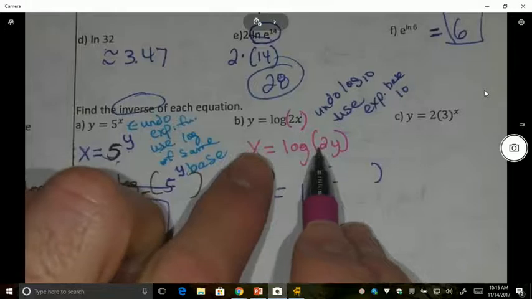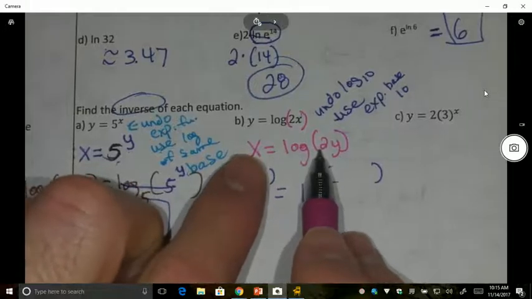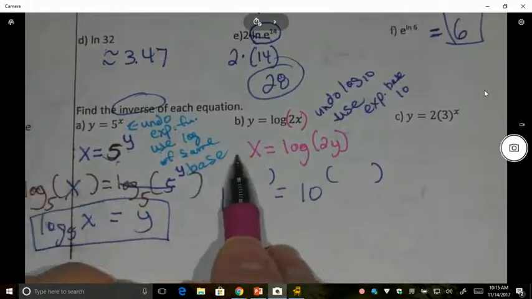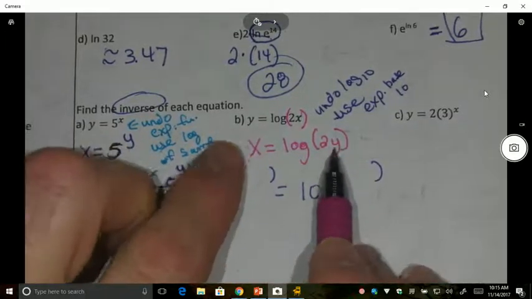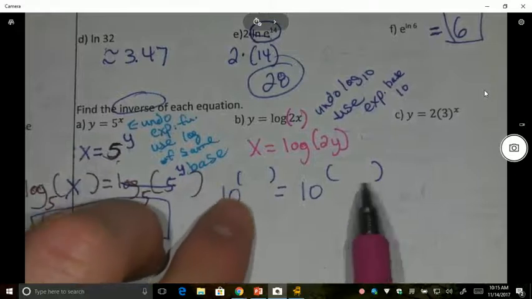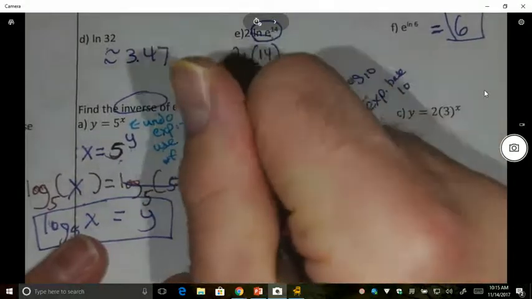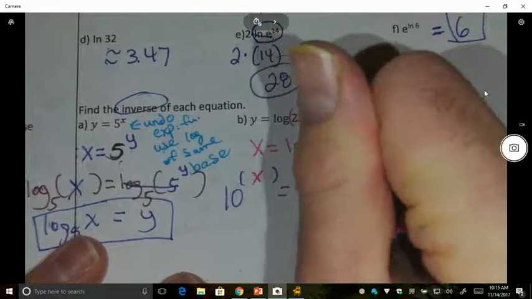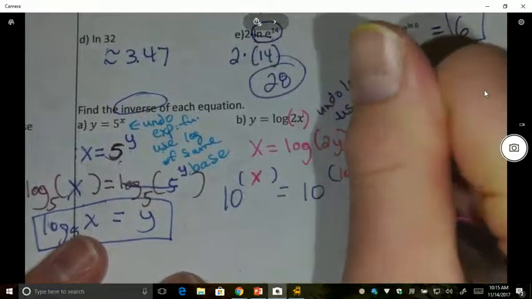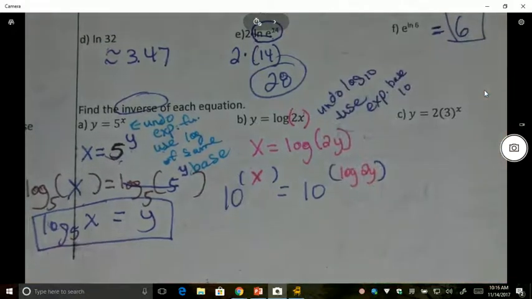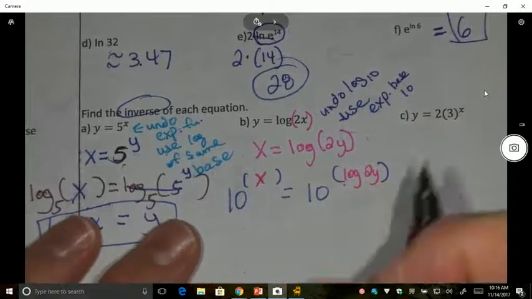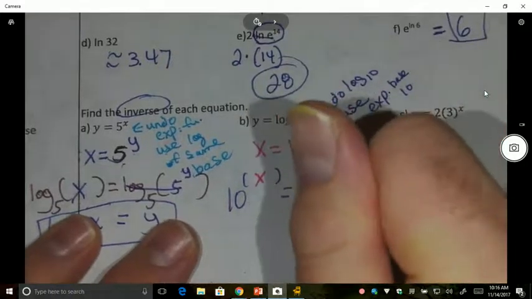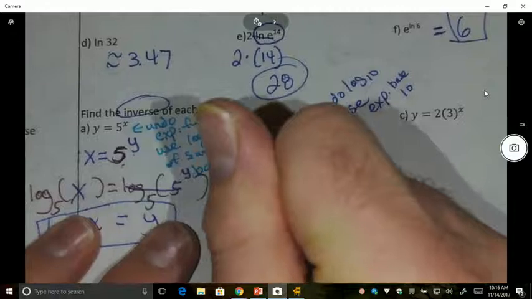So I'm taking my equation, and these were equal, right? I don't know what they are, but if this is 2, let's say that x is 2, then this thing works out to be 2 also. So then if I plug it in here, 10 squared and 10 squared should be the same. So I'm just putting my x here and my log of 2y here. Well, what happens on the right-hand side? They cancel. I got log base 10 in the exponent of an exponential base 10, leaving me with 2y equals 10 to the x.